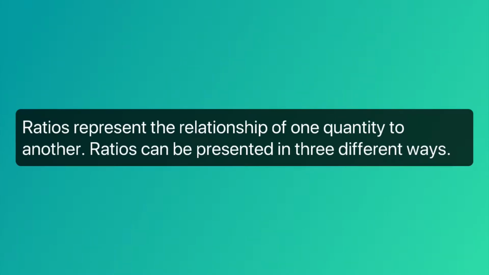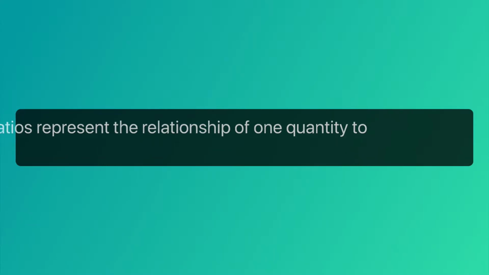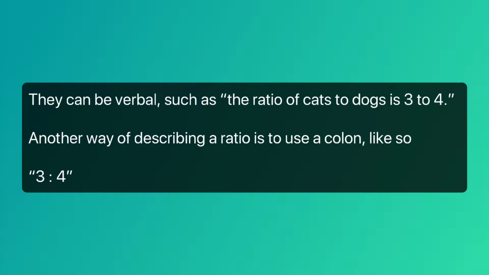Ratios represent the relationship of one quantity to another. Ratios can be presented in three different ways. They can be verbal, such as the ratio of cats to dogs is 3 to 4. Another way of describing a ratio is to use a colon, like so. In order to use ratios in calculations, however, you will use a fractional form.